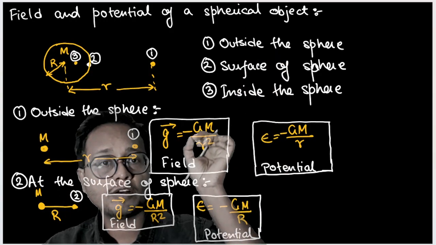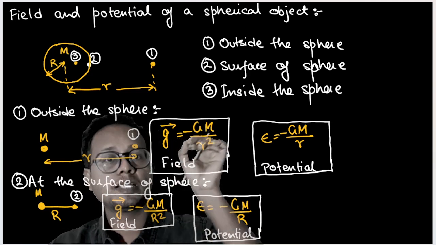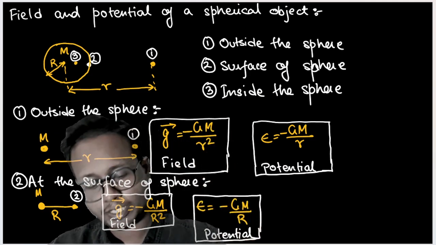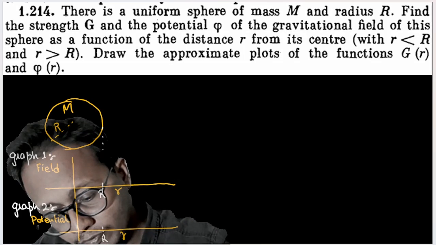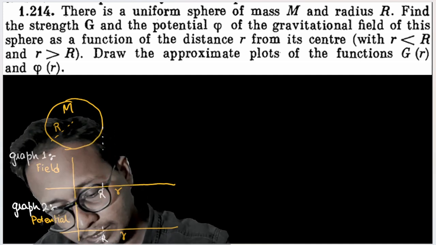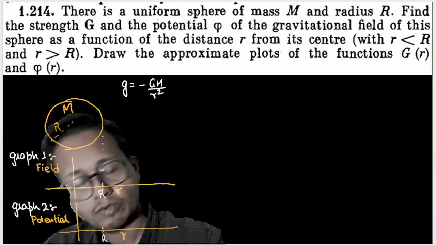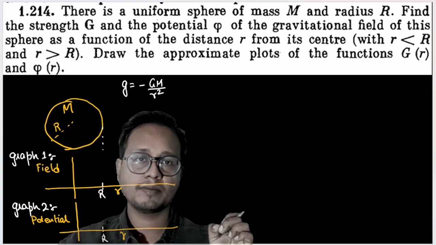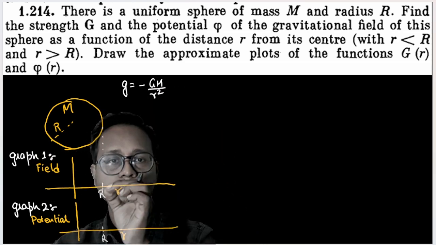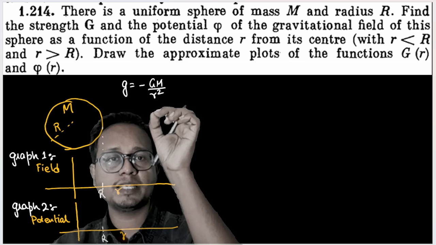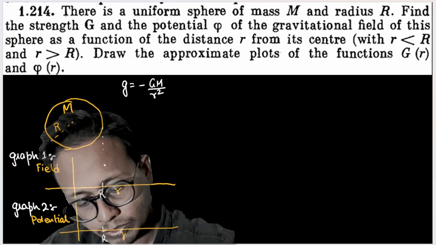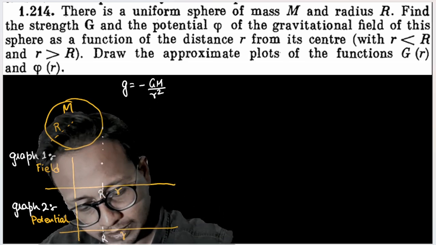And what is the formula for gravitational field outside the sphere? Minus GM by r square. So for outside the sphere, the formula for gravitational field is g equals minus GM by r square, where r is the distance from the center. Fair and fine. So out here at the surface, what is the gravitational field? Minus GM by capital R square. So it would be some value.